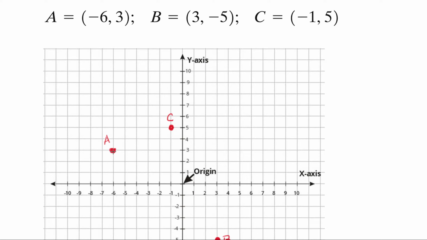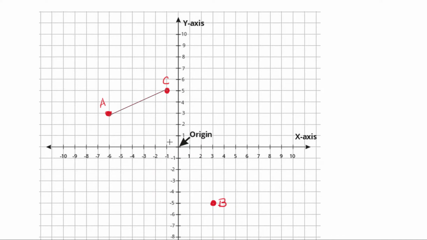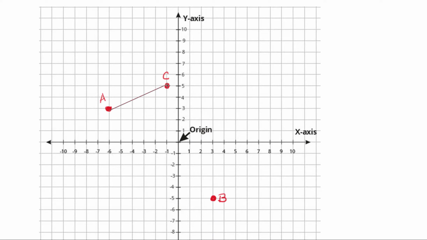Now we need to form the triangle. So I'm going to make a line from A to C. I'm going to make another line from C to B. And then I'm going to make a line from A to B. And now we need to verify that this is a right triangle. How do we do that?